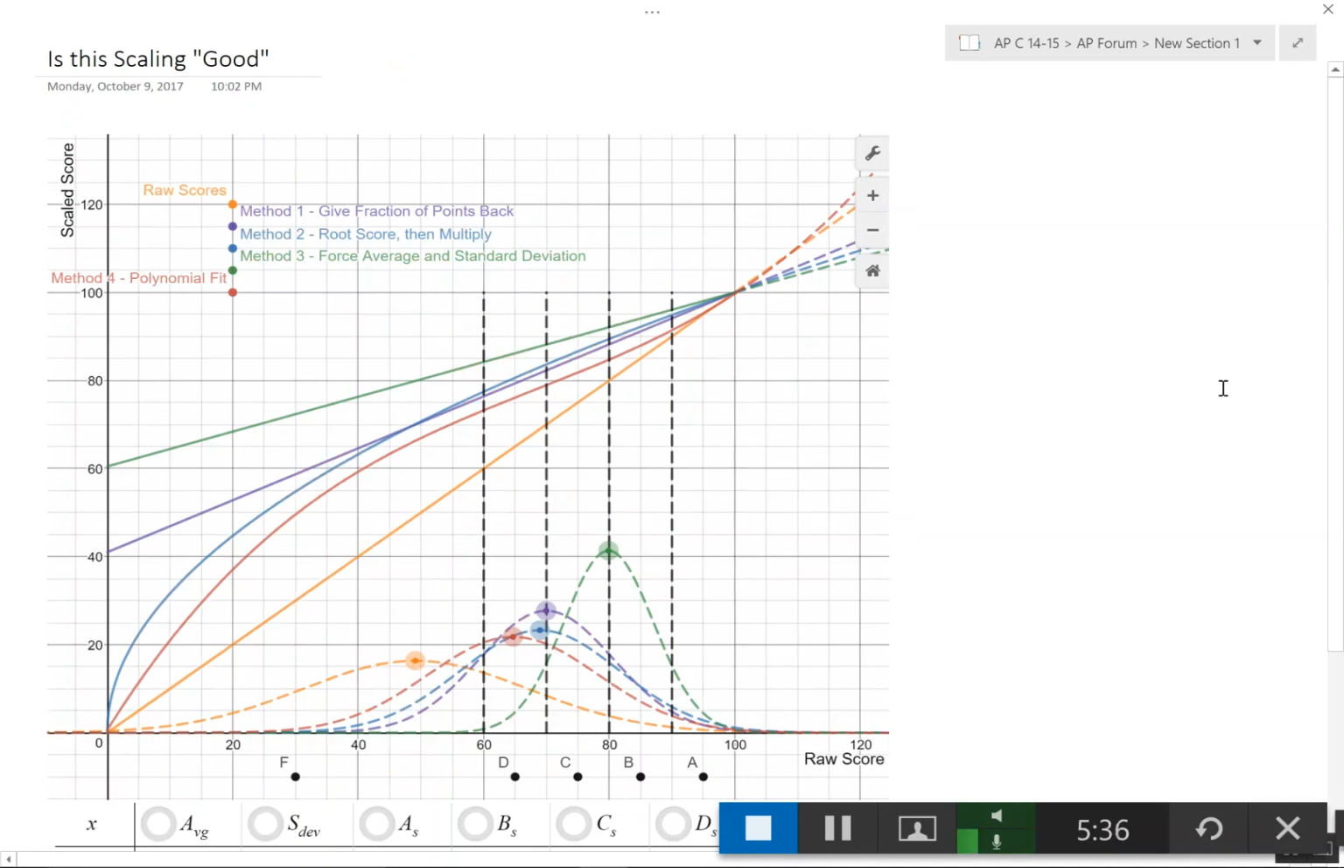So is the fit good? This orange line represents 1 to 1, meaning it's the raw score. If you got a 20, you get a 20. If you get a 60, you get a 60, etc. All of the methods I tried here, I have the parameters set so that it always helps you. You don't want to have somebody where it's going to hurt your score. That's not cool. The red is the polynomial, the blue is the square root, the purple is giving a fraction of the points back, and the green is enforcing a new average and standard deviation.